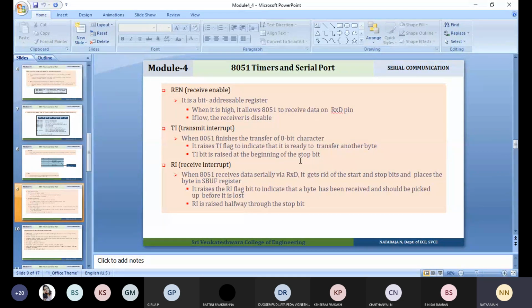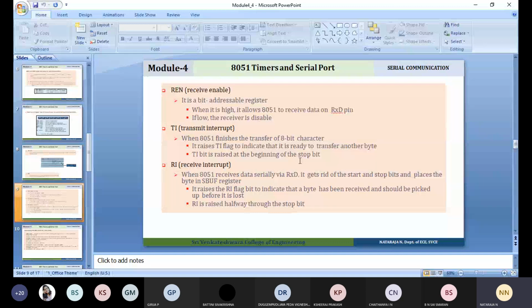TI, the transmit interrupt bit, is D1 of the SCON register, and this is an extremely important flag bit of the SCON register of the 8051. When the 8051 finishes the transfer of an 8-bit character, meaning first I transmit the character Y, after completing that it raises a flag. It indicates that it is ready for transferring another byte of data. That is the meaning of the transmit interrupt. The transmit interrupt bit is raised at the beginning of the stop bit for the transmitted data. We will discuss with respect to the program how exactly it works.